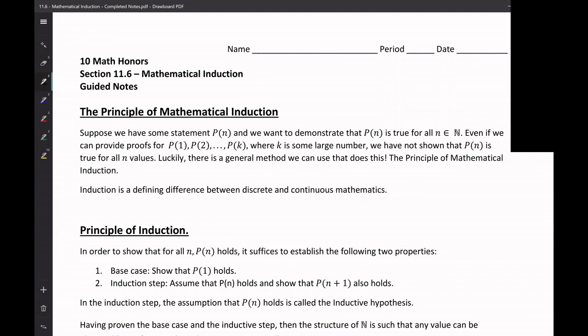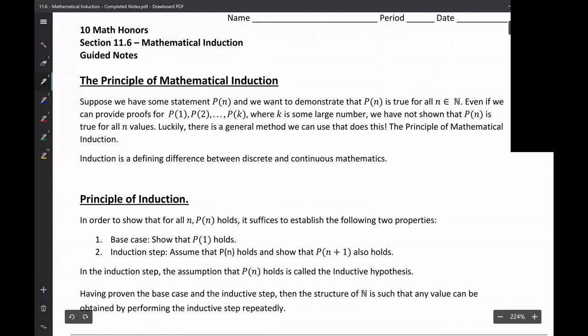Even if we can provide proofs for the first term, the second term, the kth term, where k is some large number, we have not shown that P of n is true for all n values. You can't just say, well, it's true for 1, it's true for 2, it's true for 3, and it's also true for this n value in general. You have to go a step further in mathematics in order to make it truly true. So this is why we use proof by induction.